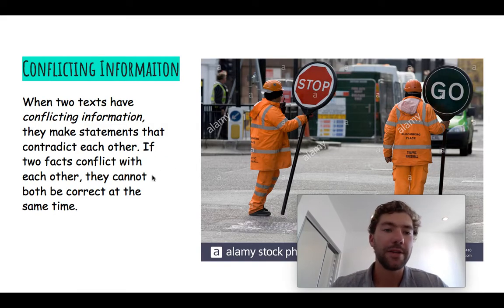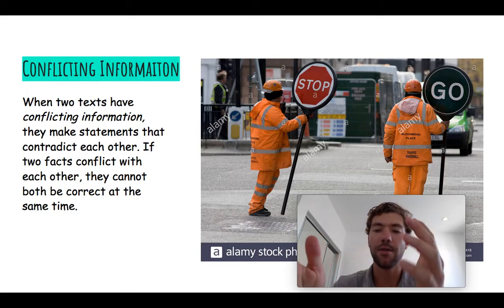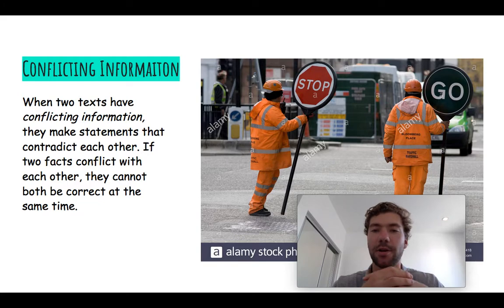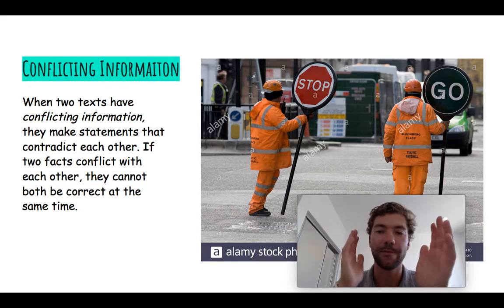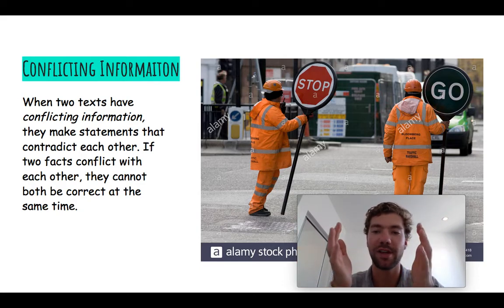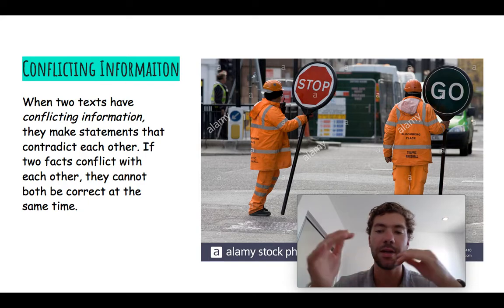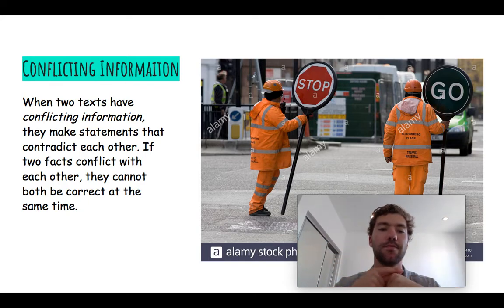Okay. Conflicting information. So when two texts have conflicting information, they make statements that contradict each other. Okay, that means the perfect example of this is in the picture. One guy has a stop sign, the other guy has a go sign. Those are opposites, so they're conflicting information. You don't know if you should stop or if you should go. They're in conflict with one another.